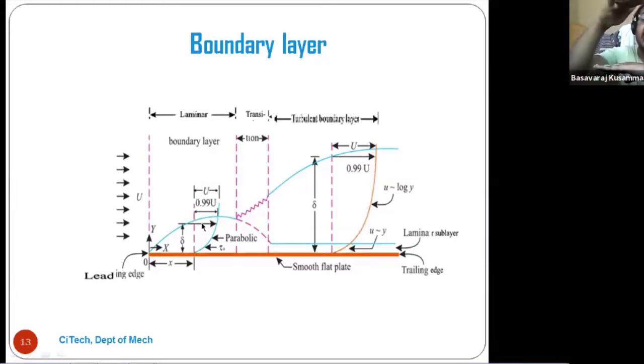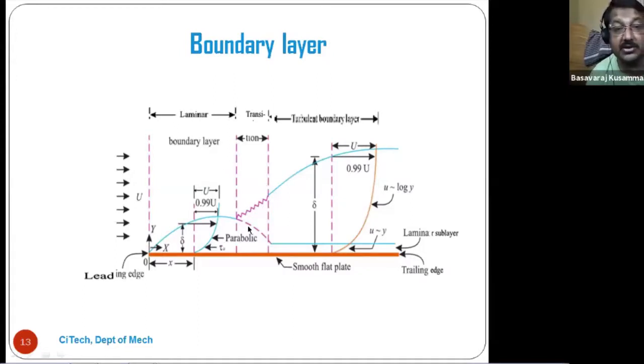Above the boundary layer thickness, the velocity is a constant, which is called the mainstream velocity. Understand? In that case, we have to consider that it is not laminar flow. So this is the concept of the boundary layer thickness.